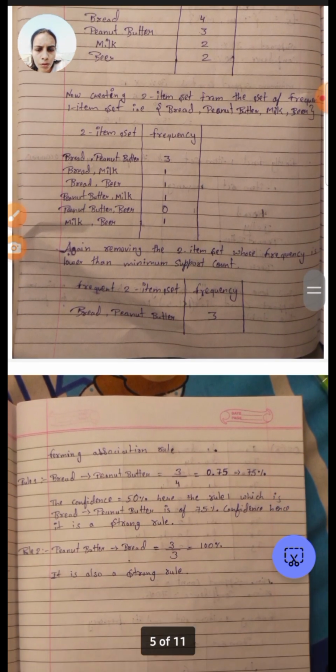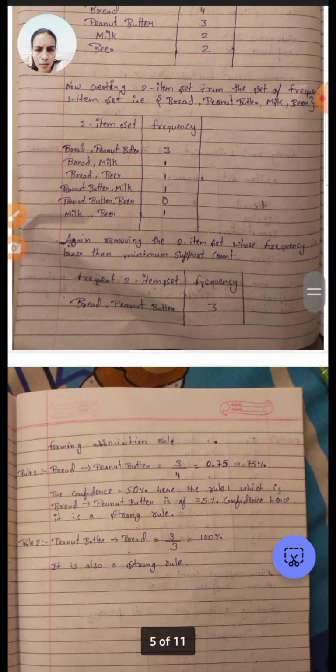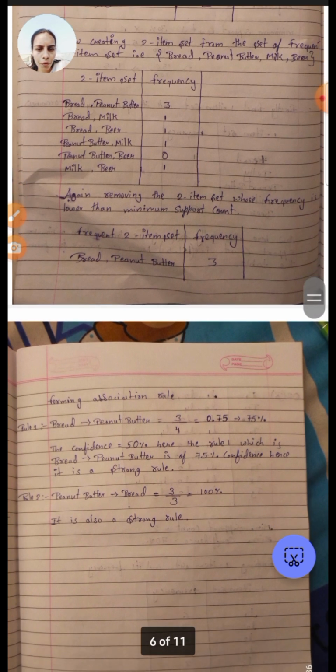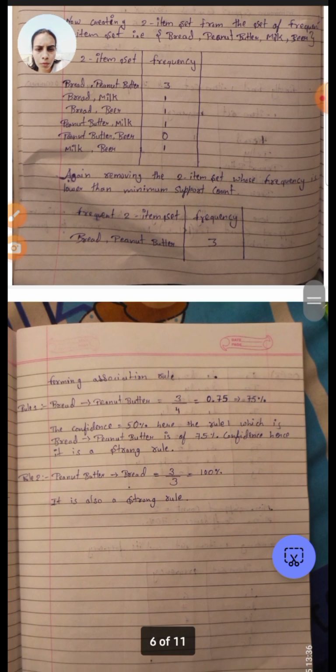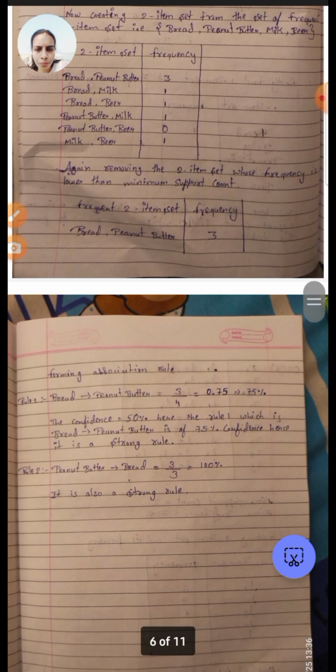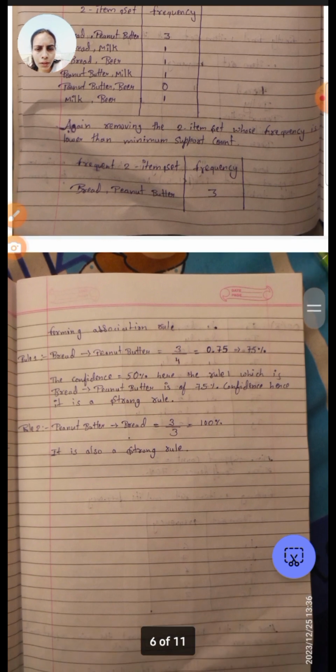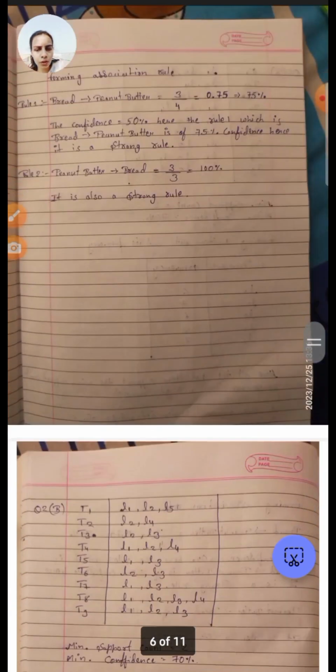Now forming the association rules. Rule 1, peanut butter is 3/4, that is nearly equal to 0.75, also 75%. Now the confidence is equal to 50%. Rule 1, bread to peanut butter, is 75% confidence, so it is a strong rule. Rule 2 is also a strong rule.